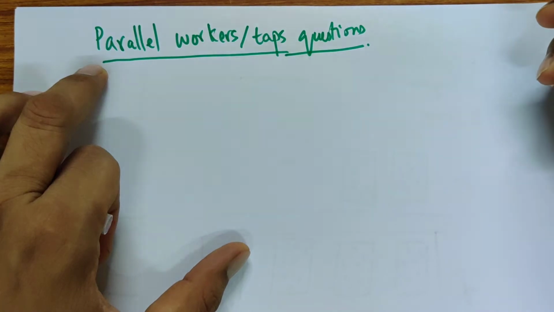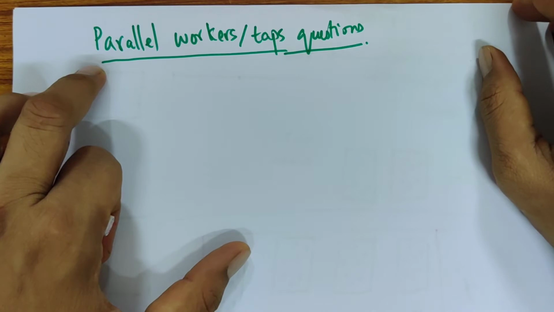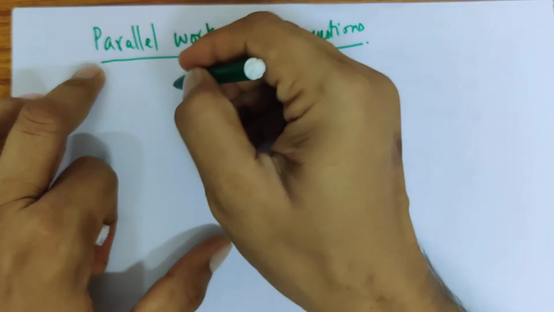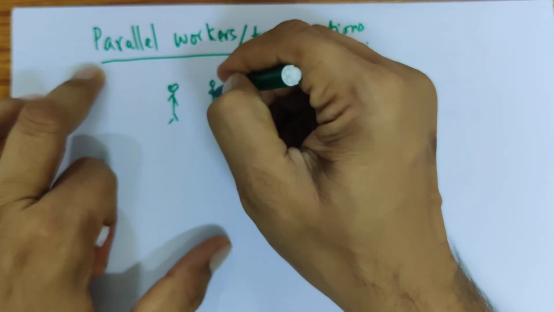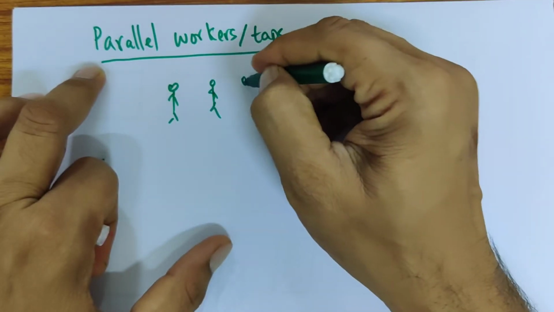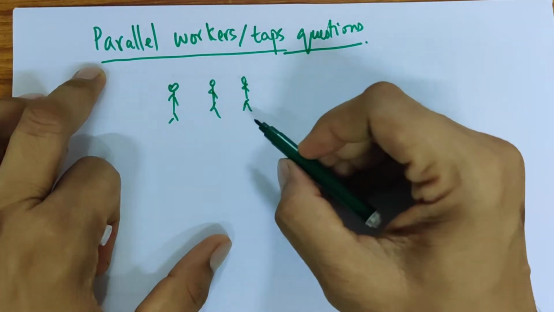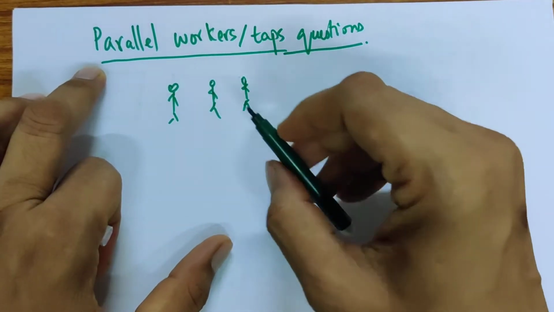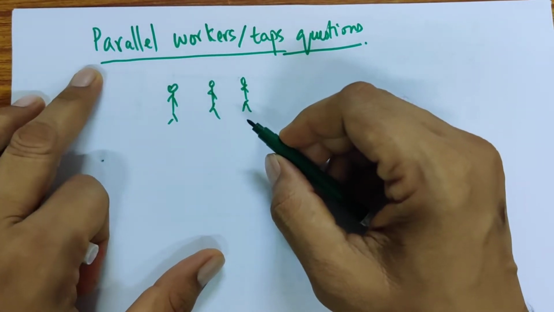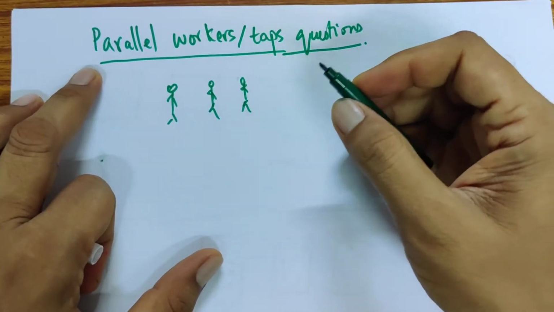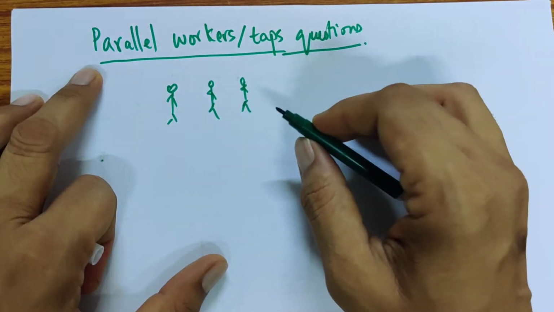Okay, so we'll look at these parallel workers or parallel taps kind of questions. Let's say you have three people who are working. This person has some machine tools, this person has hand tools, this one is using whatever is around him. So they take different amounts of time to do some work, whether it's painting a wall or digging a well or something like that.